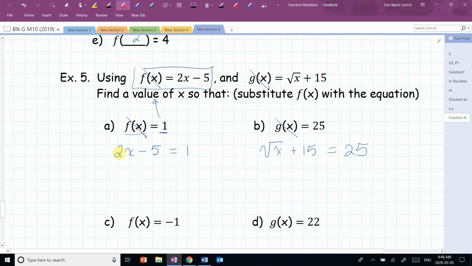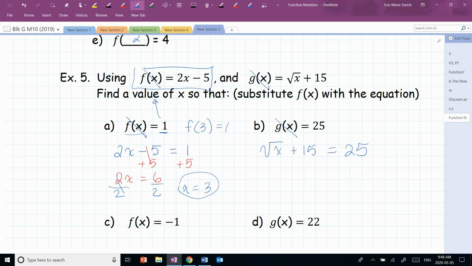Okay, the first one's easy. You need to get x all by itself, so you're going to add 5 to both sides. That leaves us with 2x is equal to 1 plus 5 is 6. Getting rid of the 2 multiplying the x, you're going to divide by 2 on both sides, and x is equal to 3. Okay, so we have just solved this. So we could, in fact, put this back into the function, and we can say f at 3 is equal to 1.